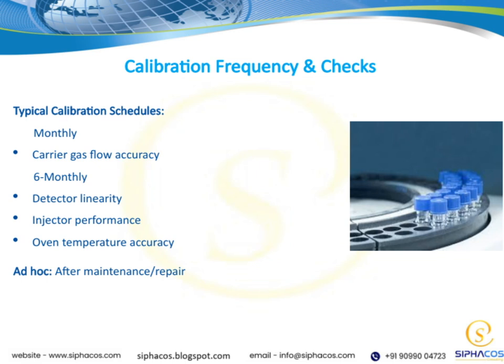Every 6 months, we perform more in-depth calibrations, including verifying detector linearity, injector performance, and oven temperature accuracy. These checks help us maintain the precision and consistency of our instrument over time. Additionally, it's important to conduct ad hoc calibrations after any maintenance or repairs. These quick checks ensure that the instrument remains calibrated and functioning properly after interventions. Overall, adhering to these calibration schedules helps us maintain high-quality data and reliable results throughout our analytical processes.